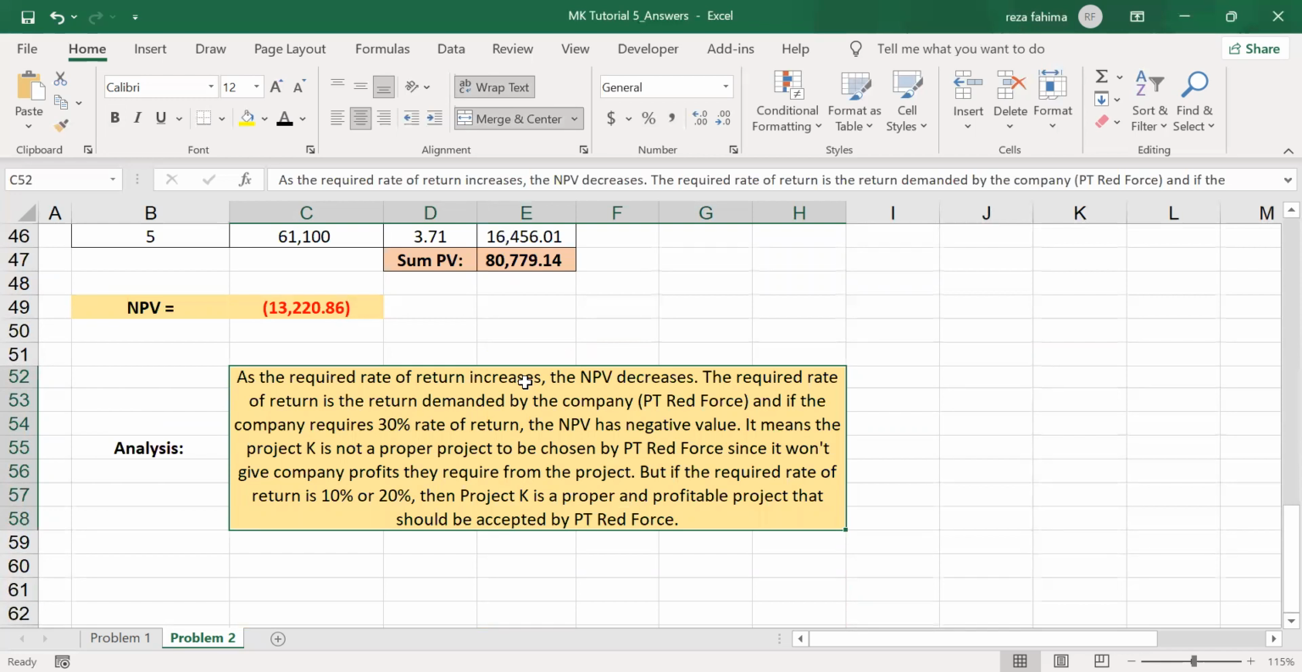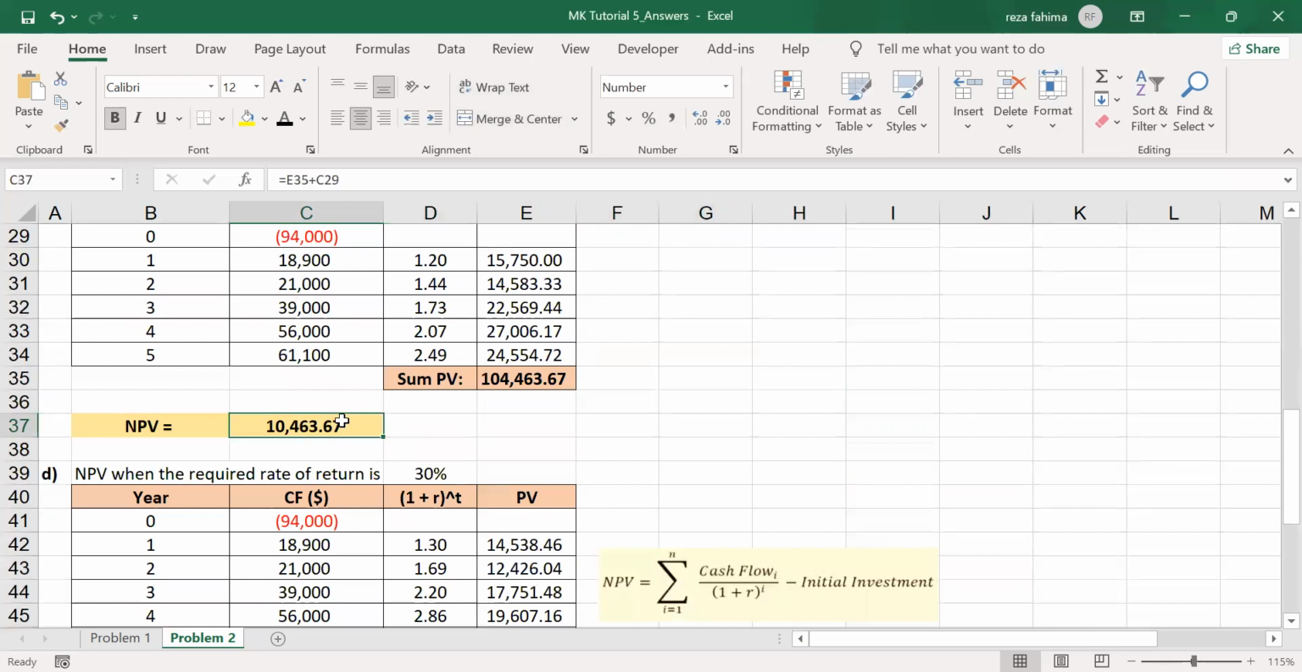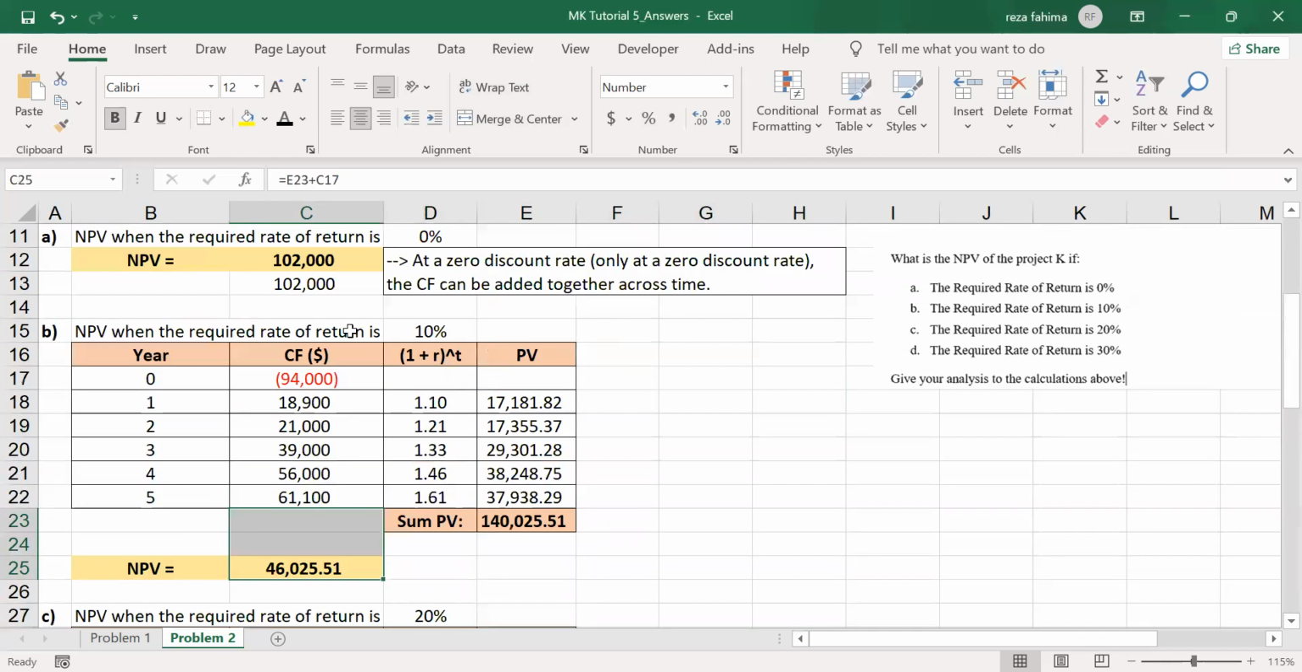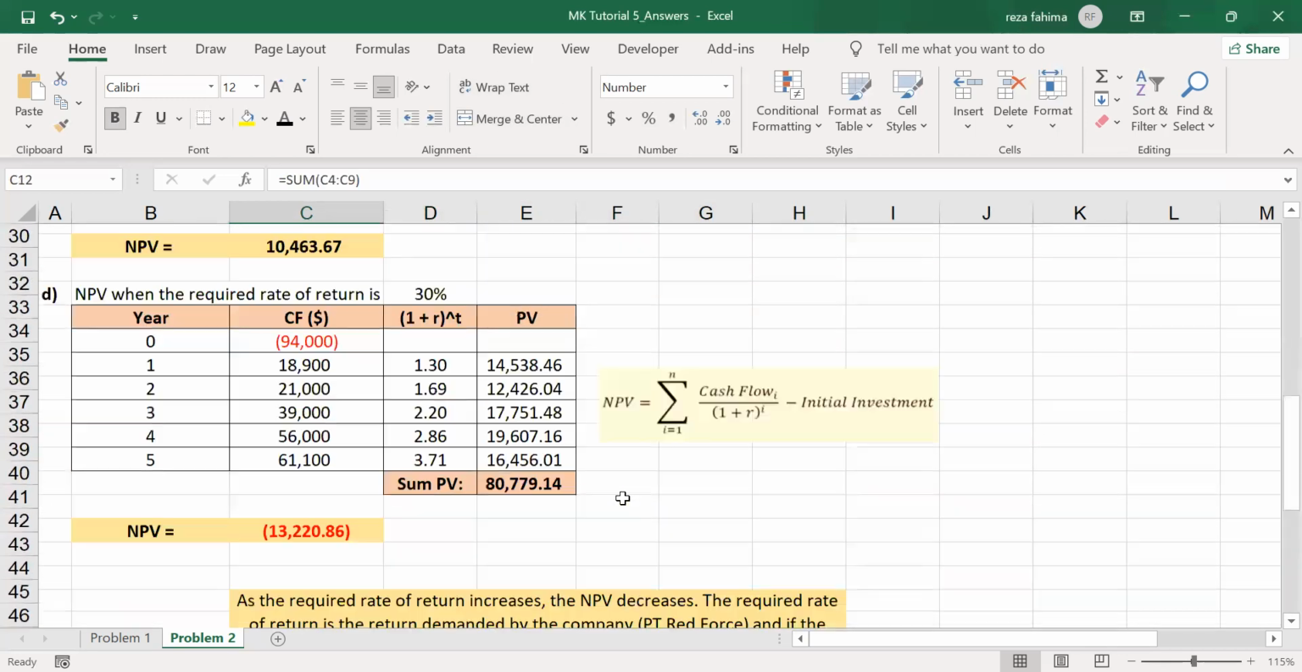And if Peter Redforce requires 0 to 20% required rate of return, it means that Project K is profitable for Peter Redforce, since it will give positive values of NPV.